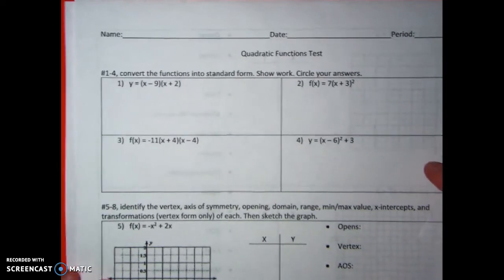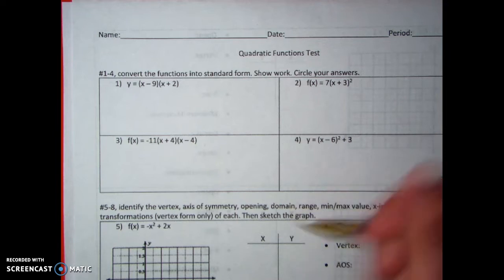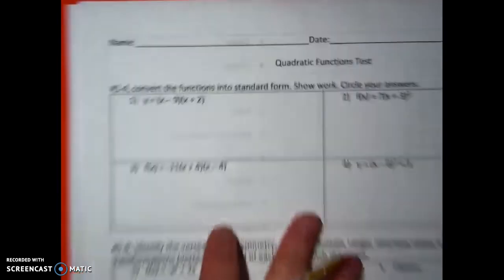So for 1 through 4, it says convert the functions into standard form. And standard form is y equals ax squared plus bx plus c. So for all of these, you should be multiplying them out. So let's zoom in on number 1.